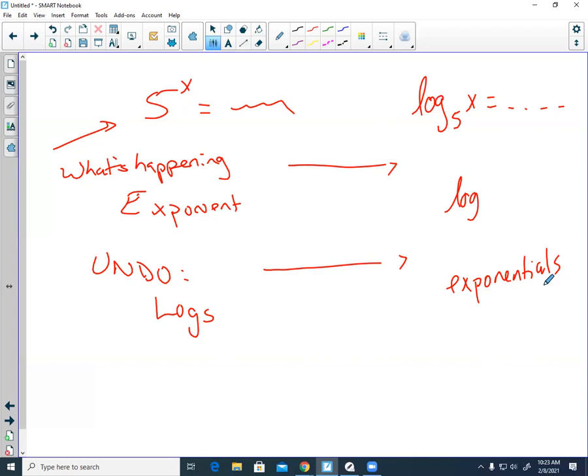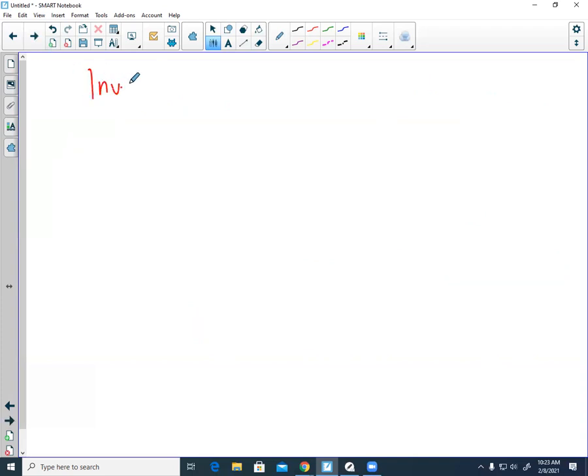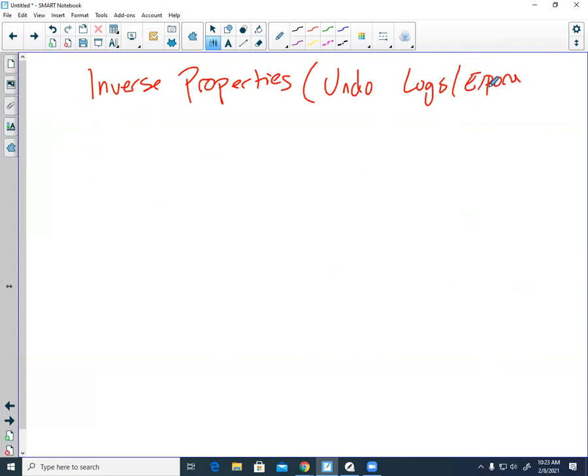Okay, so the next part is the inverse. We'll call them properties, so inverse properties. And here I'm going to put undo logs and exponents. So using inverse properties allows you to undo logs or exponents.